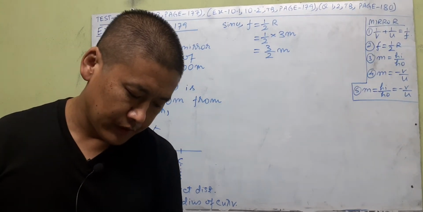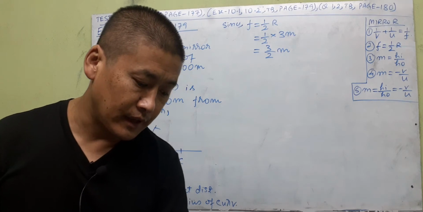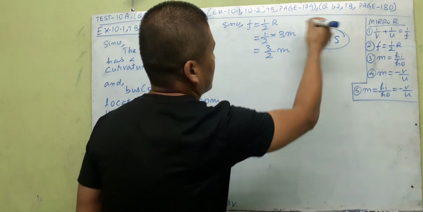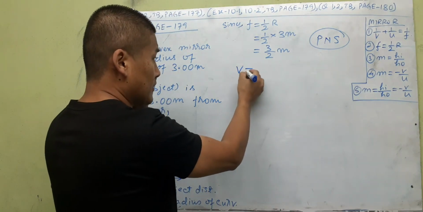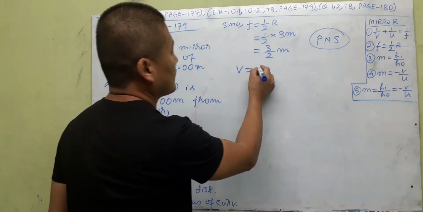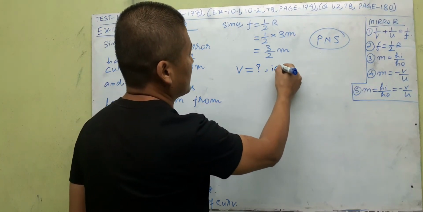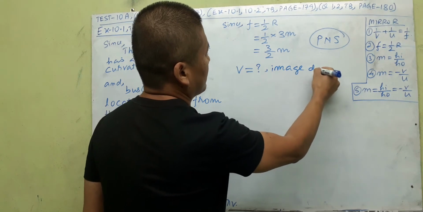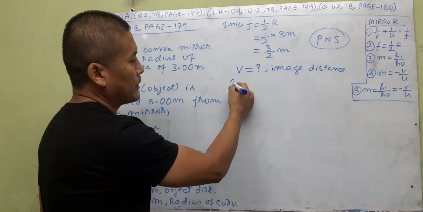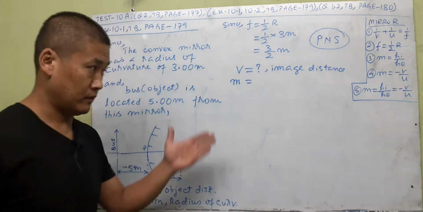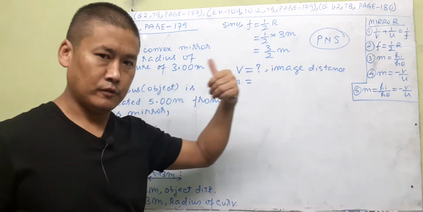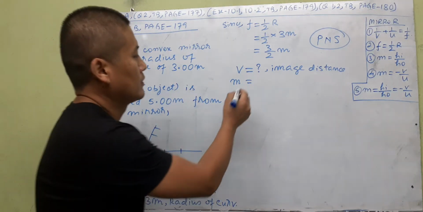Find the position, nature and size of image. So position means distance, position of image means distance of image from the mirror, which is V, you know that. So V is what the question is asking, the image distance. Image of the bus distance from the mirror. Then nature means, the best way to find out nature is M. There are other ways to find out, but I find that finding M to know the nature is more complete, okay? So let's find out M.